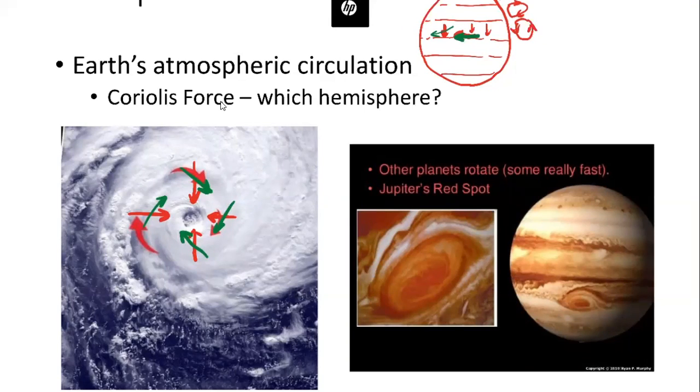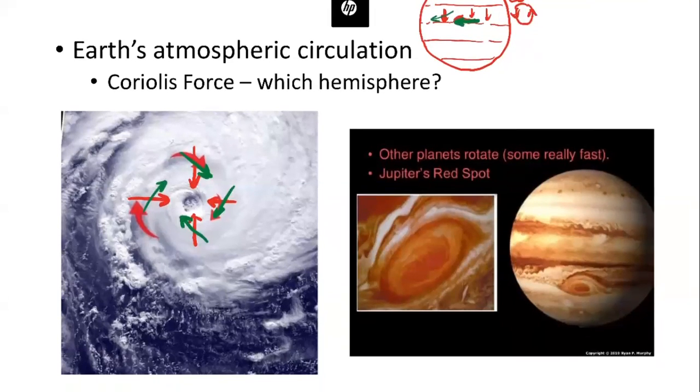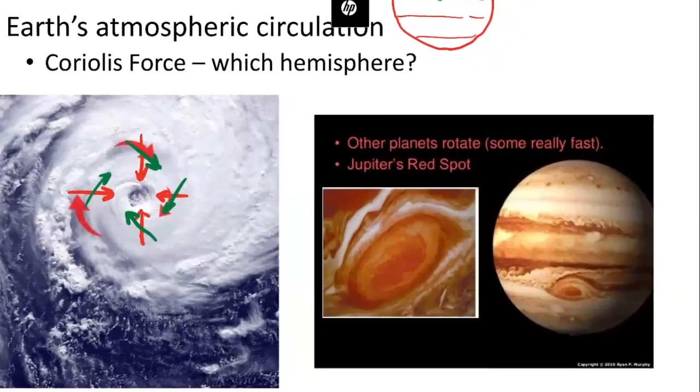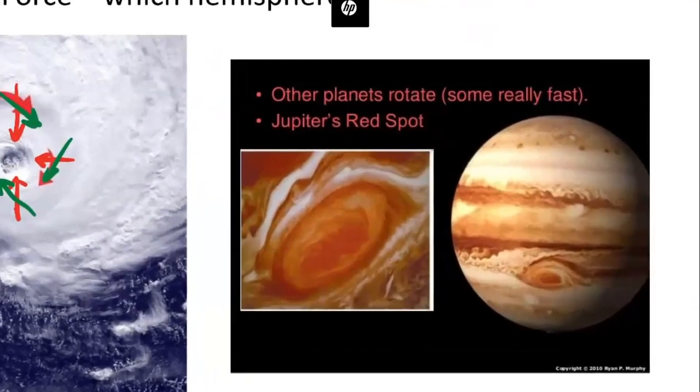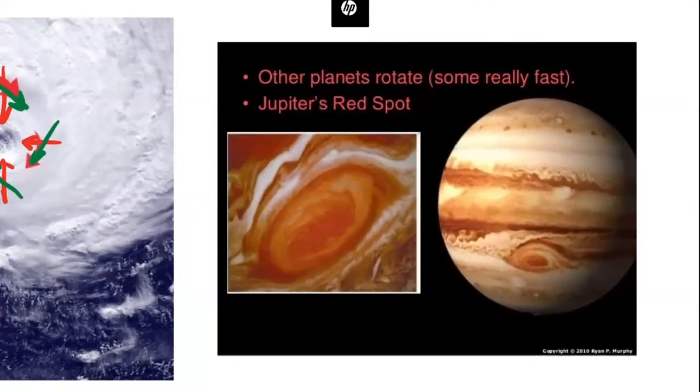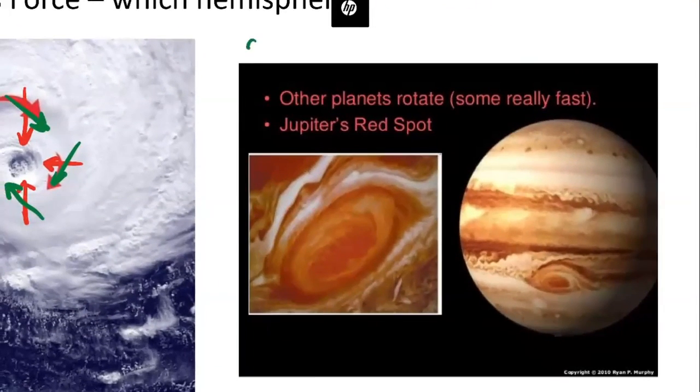I mentioned that this Coriolis force has some applications on our Earth. It also has some applications in space. We know that this is Jupiter's Great Red Spot. This is a very huge anti-cyclone system. Anti-cyclone.